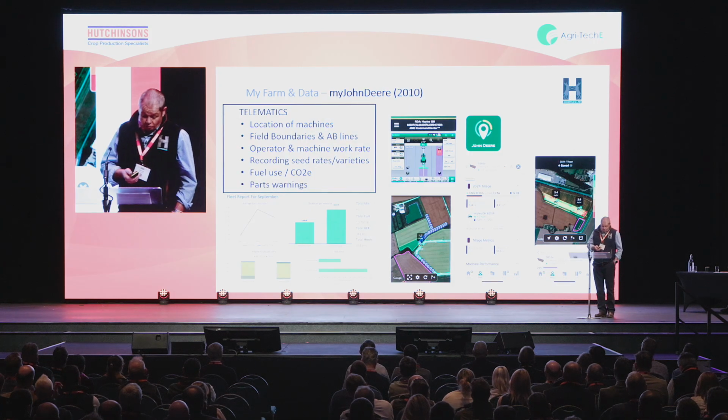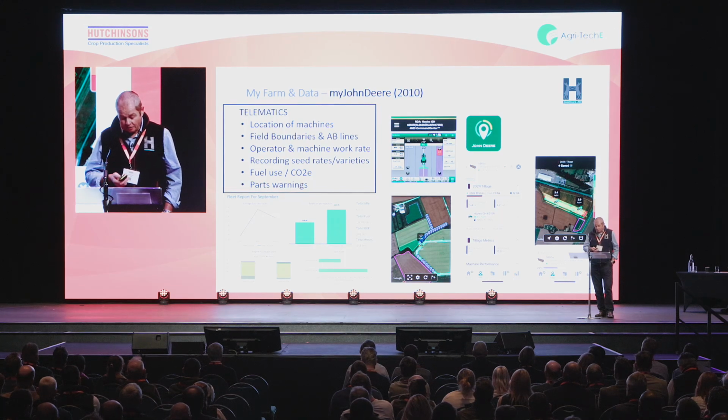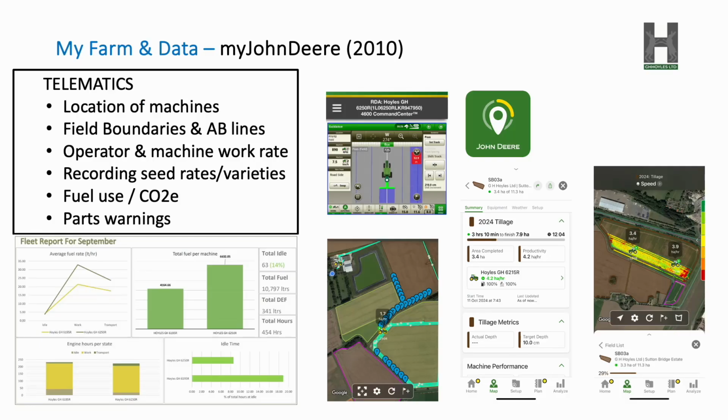So we use 3 main packages on the farm, and My John Deere is the first one. So we started using guidance, as I said, in 2007, just to save a bit of fuel and make operator life a bit easier. And then we actually finally logged into My John Deere and created an account in 2010.